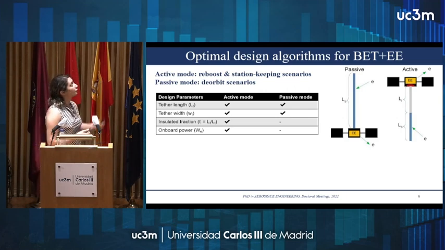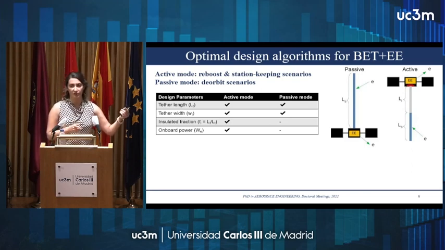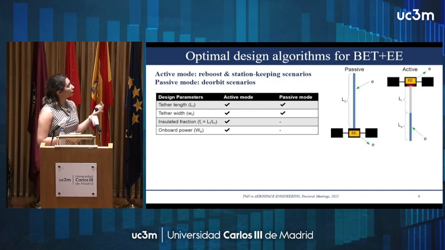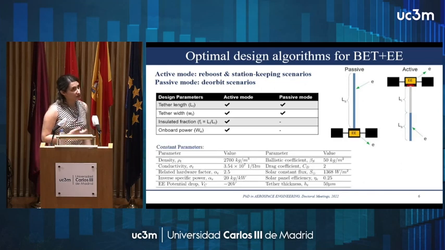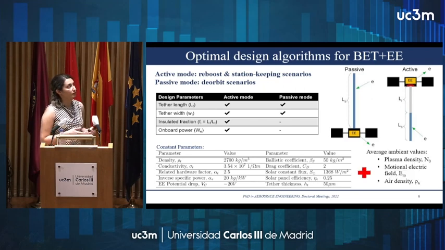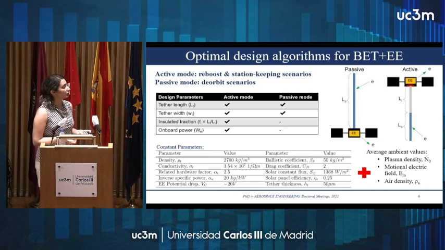So we have 4 design parameters: tether length, tether width, the insulated fraction, because a part of the tether is insulated to enhance the efficiency, and onboard power. In the passive mode, it's simpler. We deal with tether length and tether width. We also consider some constant parameters together with average values of ambient variables.